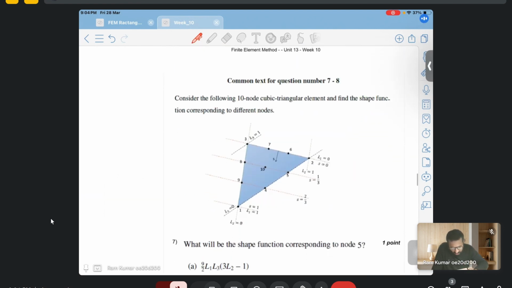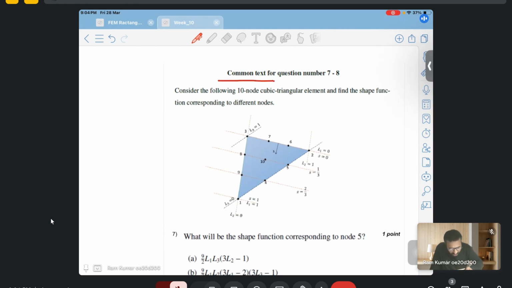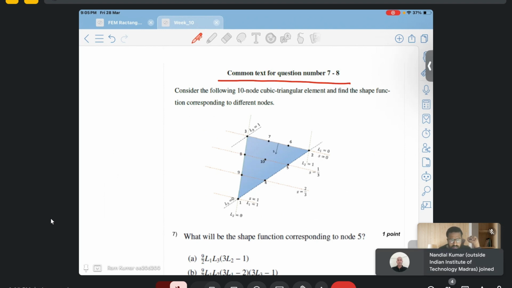Now coming to this question you discussed now. In this question, I have a doubt. I got 9 by 2 L1 L2 into 3 L2 minus 1. Okay, let me check. Question number 7. First thing we have to find the coordinates, like first we have to find L1, L2, L3.